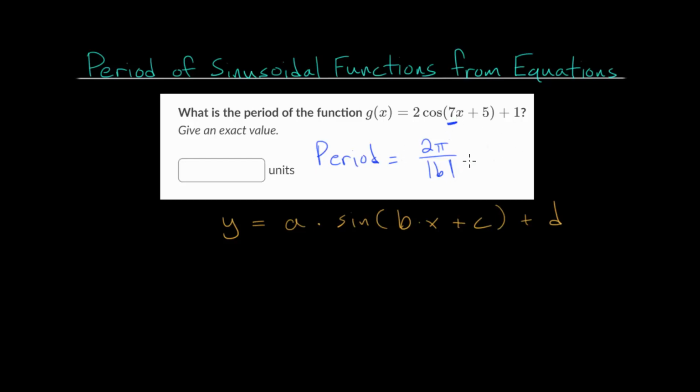So for us, we can call this P for period. We have 2 pi over the absolute value of 7, which is just 7. So the period of this function is simply 2 pi over 7.